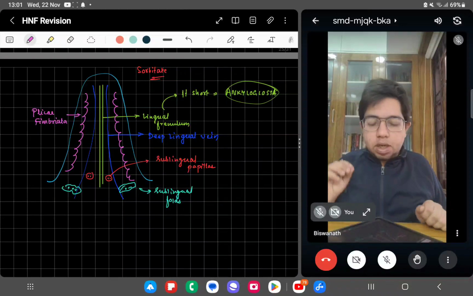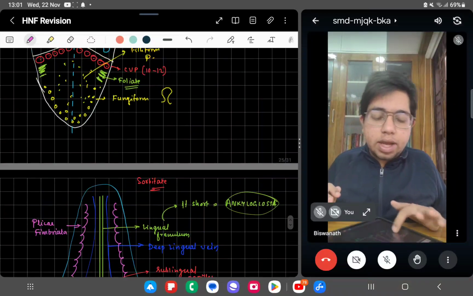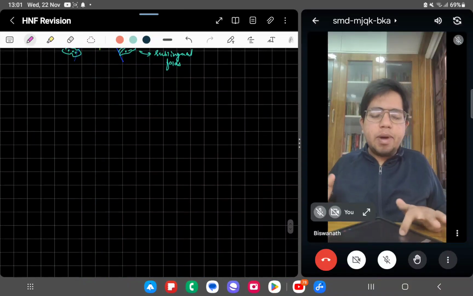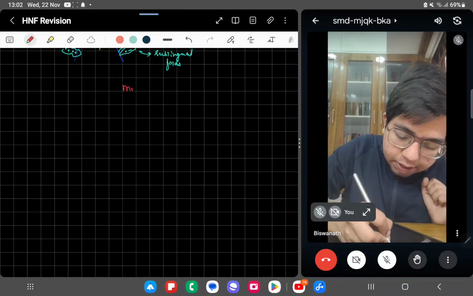That completes the different things that are present in your tongue, the dorsal aspect and the ventral aspect. Let's discuss the muscles of the tongue, which is an important part.